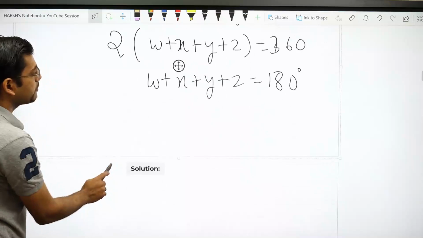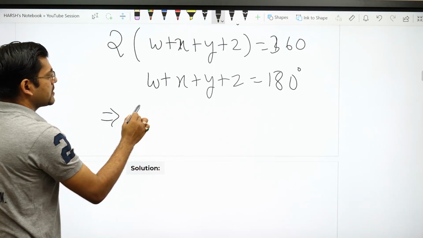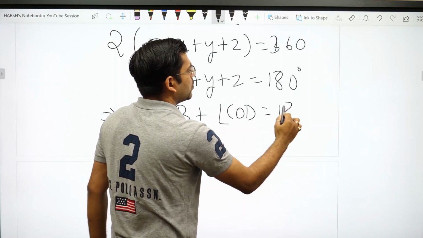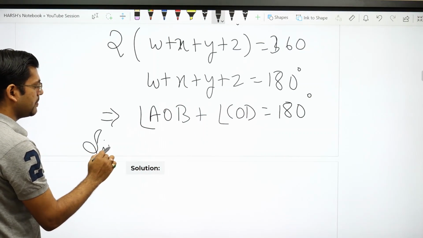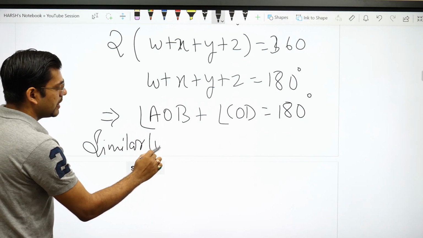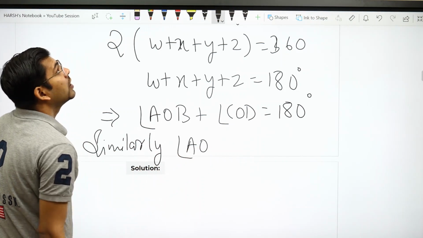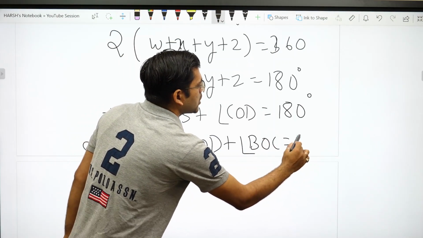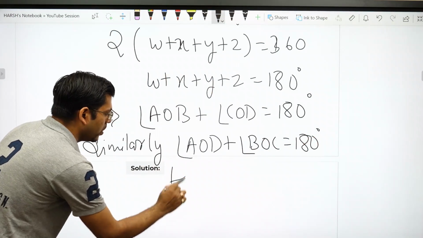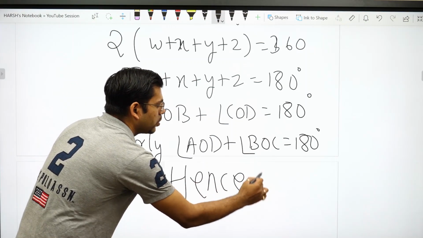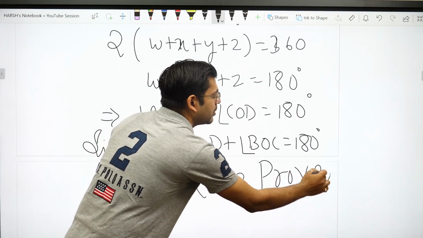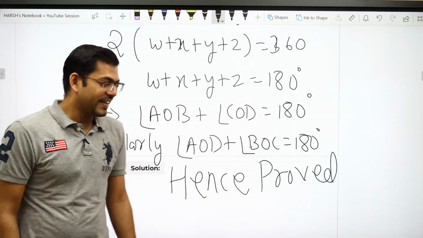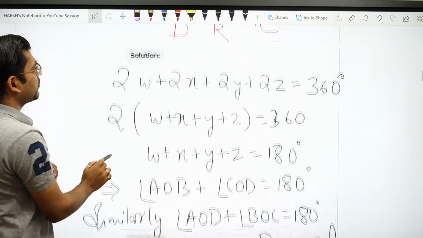So I'll just write it down here. The last line: this implies angle AOB plus angle COD is equal to 180 degree, and thereafter I'll write similarly angle AOD plus angle BOC is also equal to 180 degree, and thereafter the golden words, the beautiful words, hence proved. This is the most beautiful word, isn't it? Because when we do this, it gives us a lot of pleasure. Now, hence proved. So I guess you would have got this.